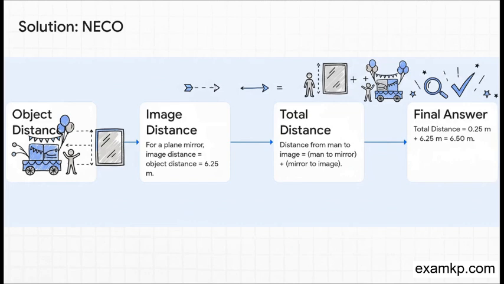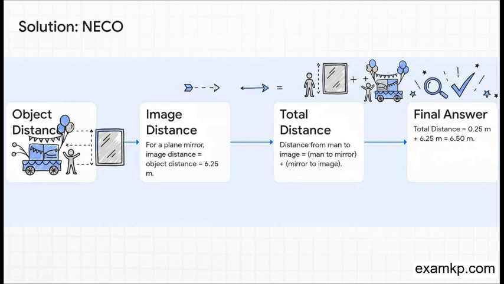First, let's find the total distance from the object, the parade, to the mirror. It's the 6 meters behind the man plus the 0.25 meters between the man and the mirror. That gives us 6.25 meters. Now we know that for a plane mirror, the image distance is always equal to the object distance. So the image is formed 6.25 meters behind the mirror.